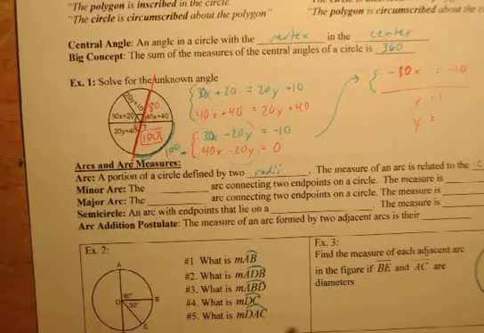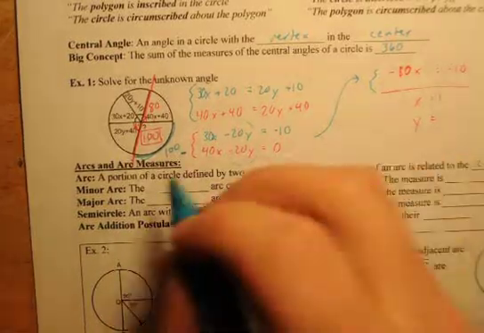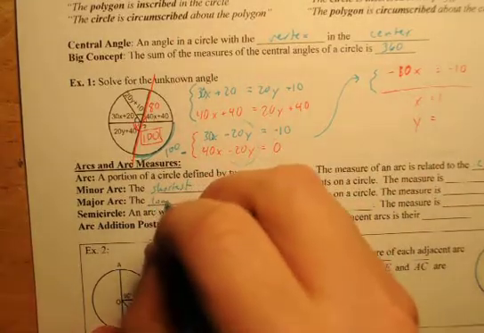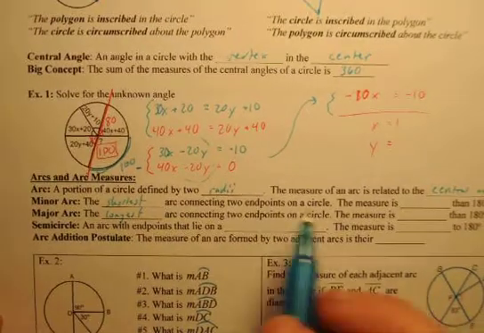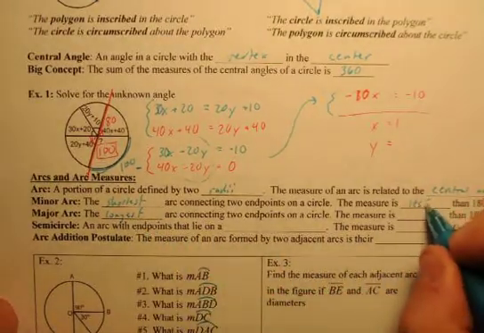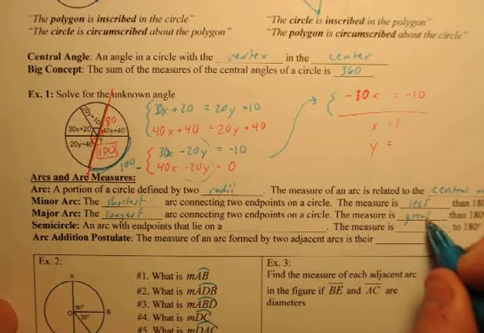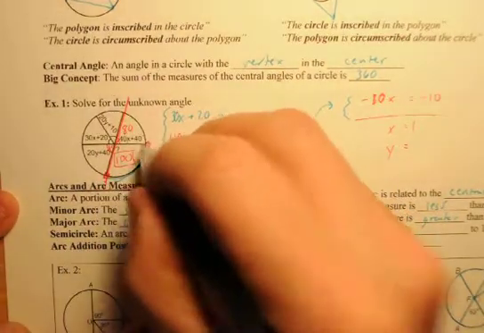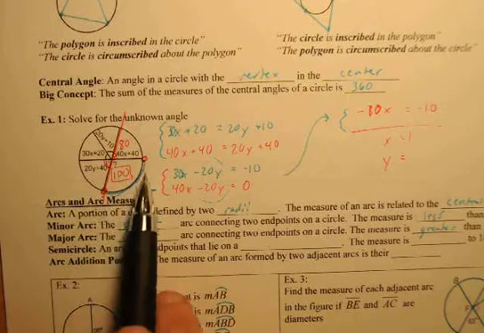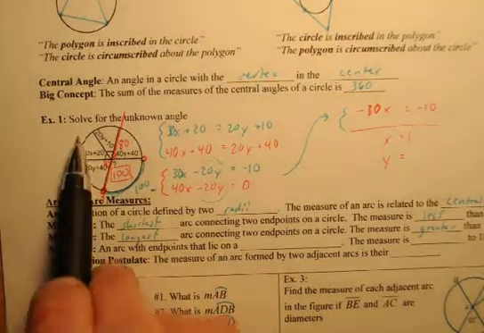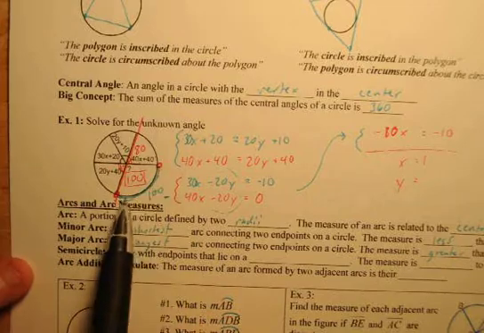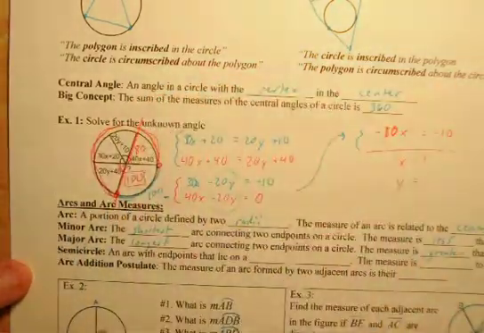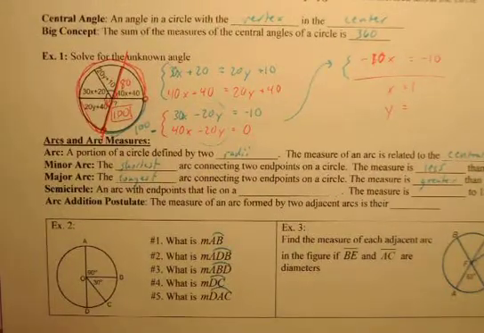There are two types of arcs: a minor arc and a major arc. A minor arc is the shortest arc connecting two endpoints, and a major arc is the longest arc connecting two endpoints. A minor arc will always be less than 180 degrees, and the major arc will always be greater than 180 degrees. For example, I could connect this point to this point using this route, or I could go this route. So this blue is the minor arc, and this red is the major arc. So there's minor and major for every arc.